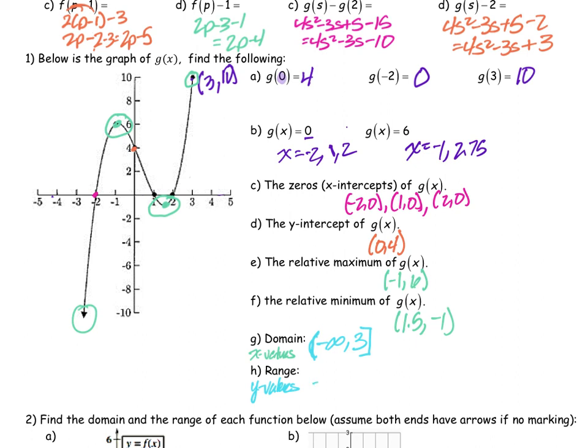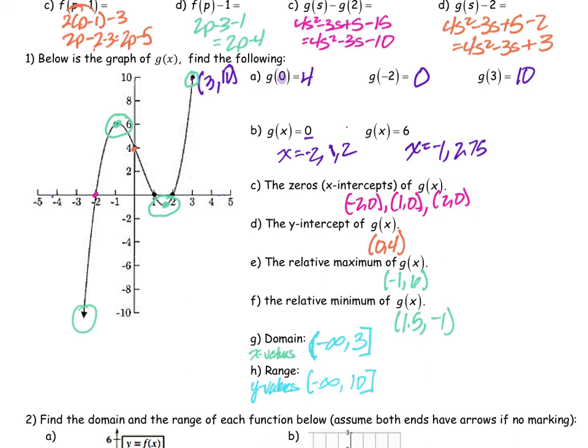Very good. And what's my highest value? 10. There we go. And is 10 included or not included? It's included because of the black dot. Perfect. Yes. Good job. And that's how we answer questions about graphs.